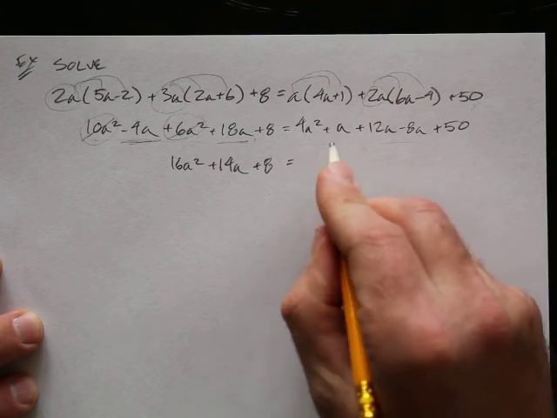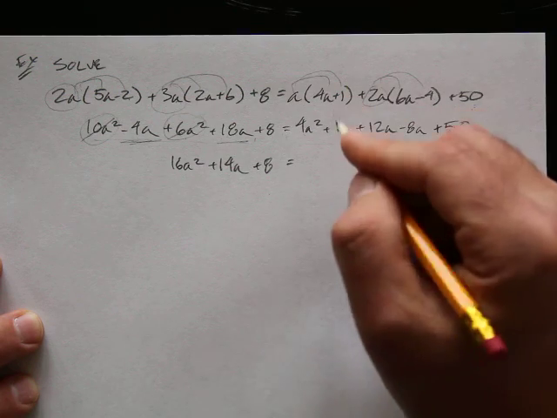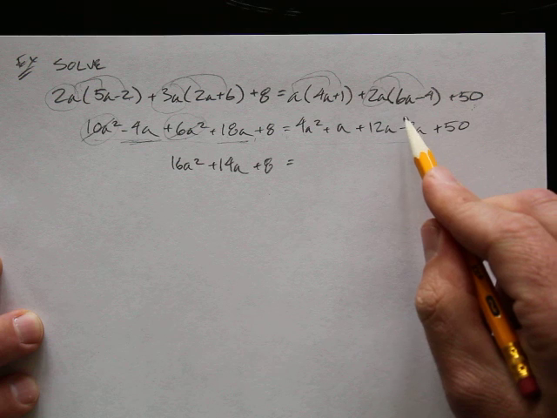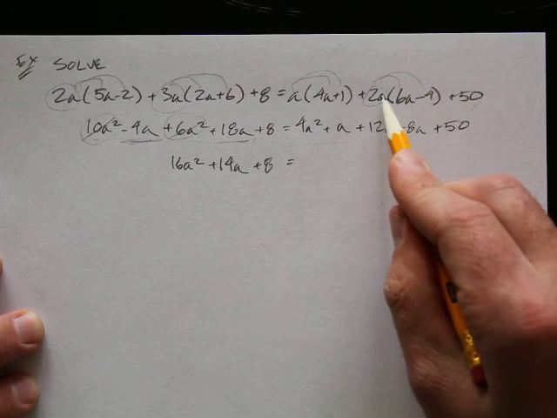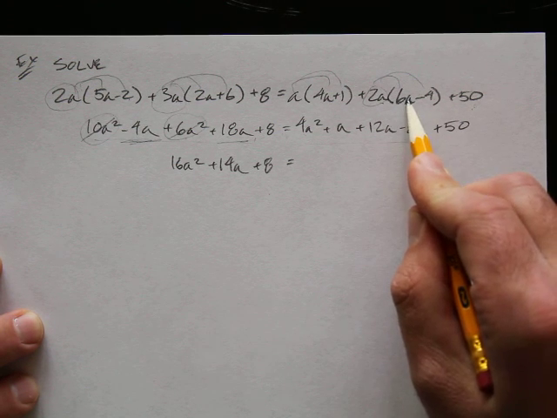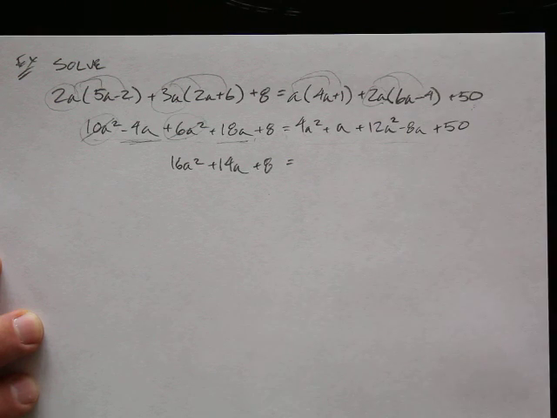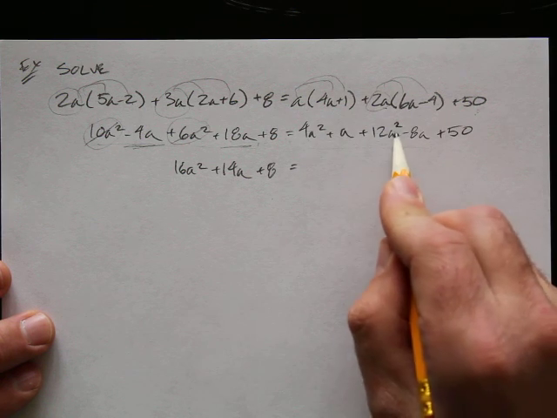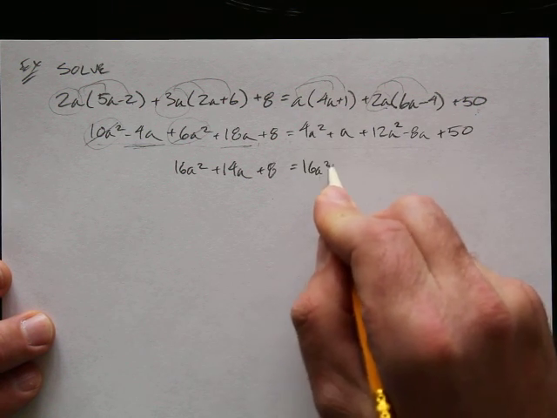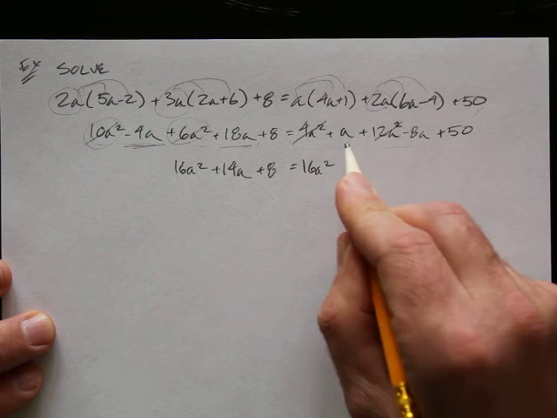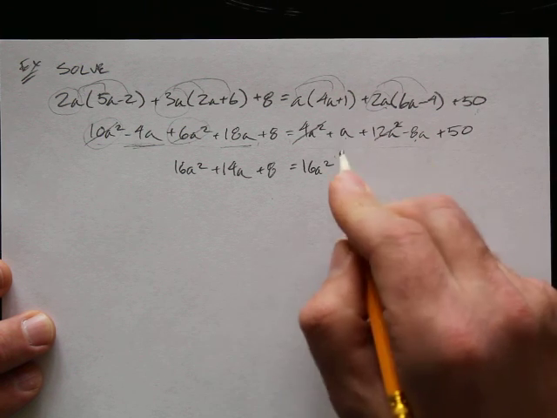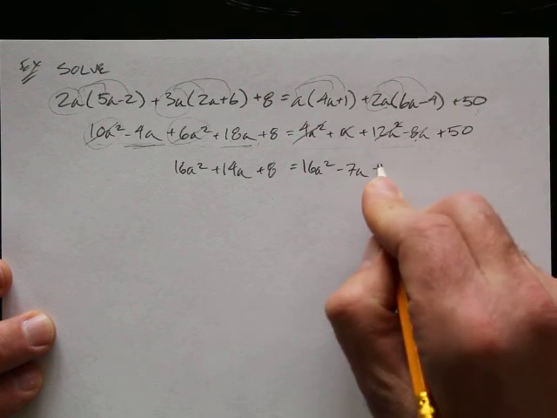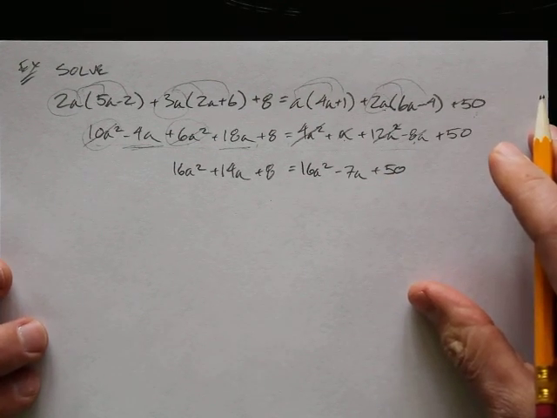This 4a squared is the only a squared up here. So I've got 4, did I miss one? Oh, look at this one. 2a times 6a is not 12a, it's 12a squared. Whew, glad I caught that. Okay, 4a squared plus 12a squared is 16a squared. Those go away. Positive a and negative 8a is negative 7a. And then I've got this plus 50 that I want to never ever forget.